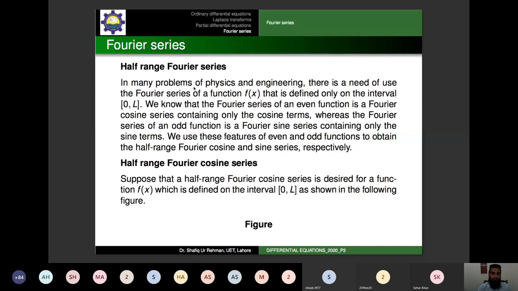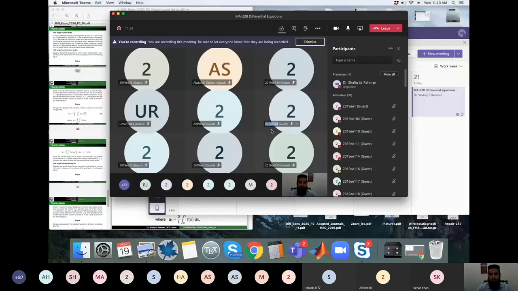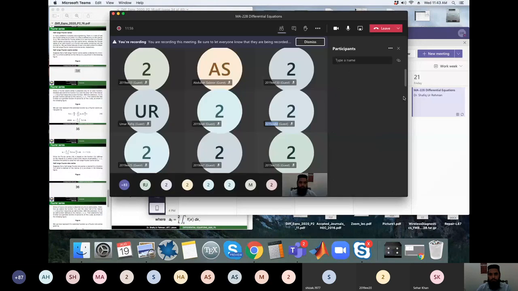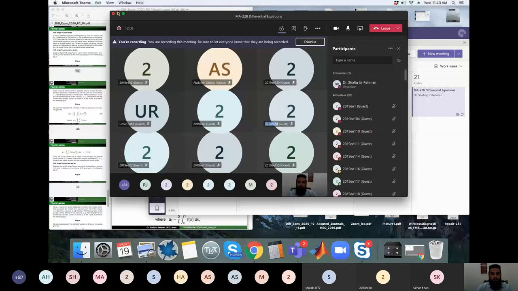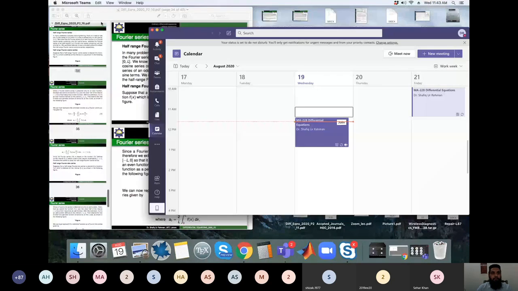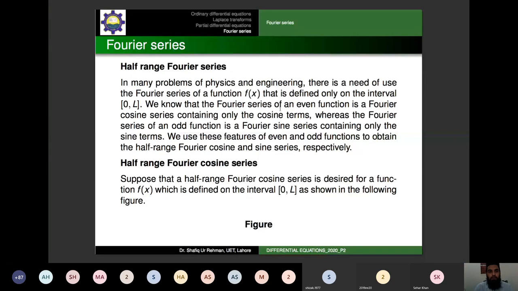We need to extend, with the extension, all right. So we will take an advantage of this idea for a series against an even function or a series against an odd function. So we look into the description first. Why do we need half-range series? Why do we look into that?